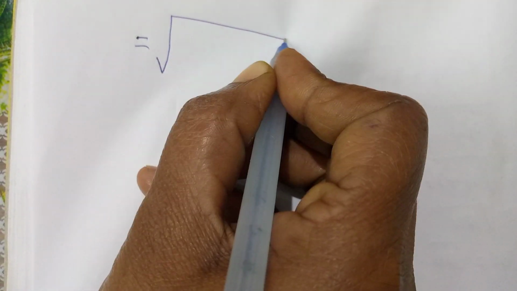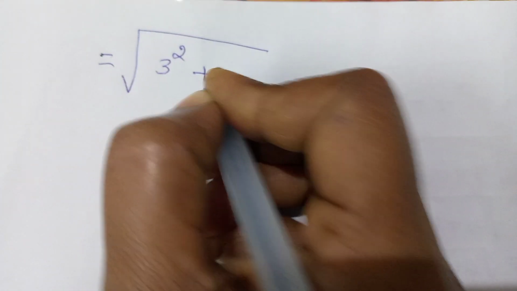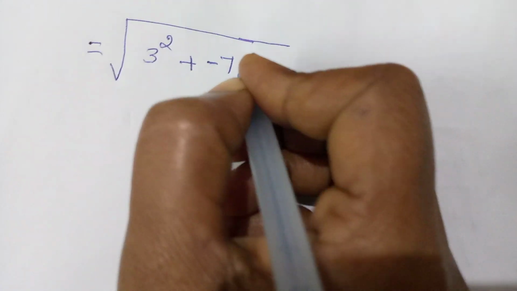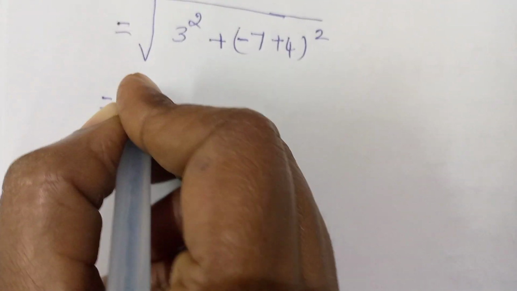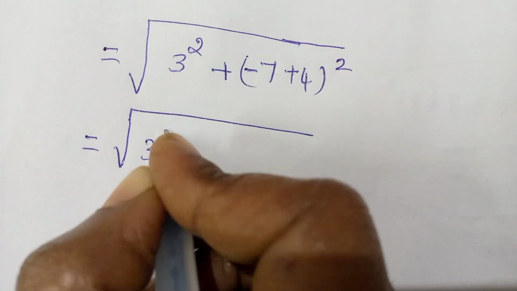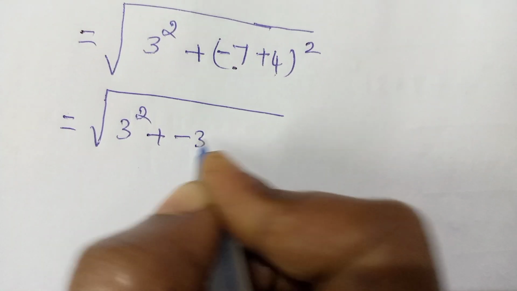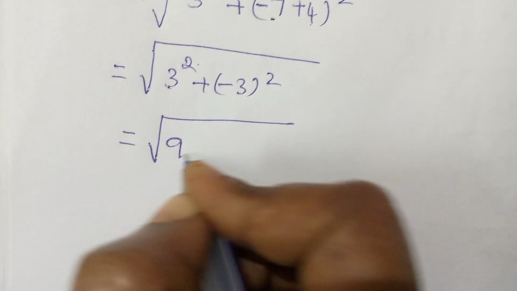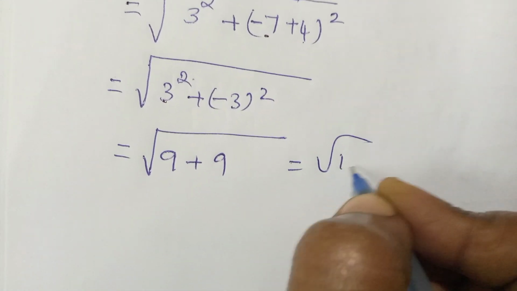That is equal to square root of, what is 4 minus 1? 3, is it? 3 square plus minus 7 plus 4 the whole square. That is equal to square root of 3 square plus here minus 7 plus 4 we have minus 3 the whole square. That is equal to square root of 3 square is 9 plus minus 3 square also 9, which is equal to square root of 18.